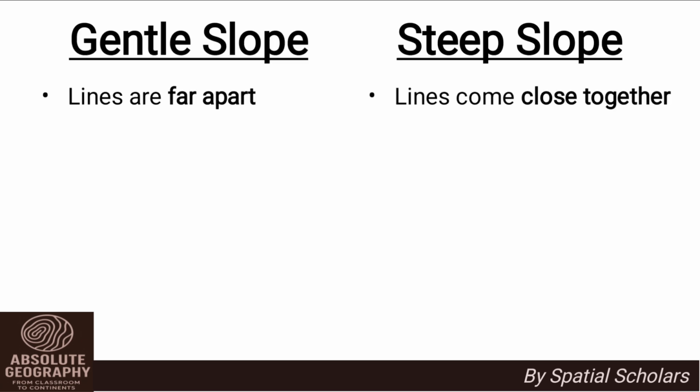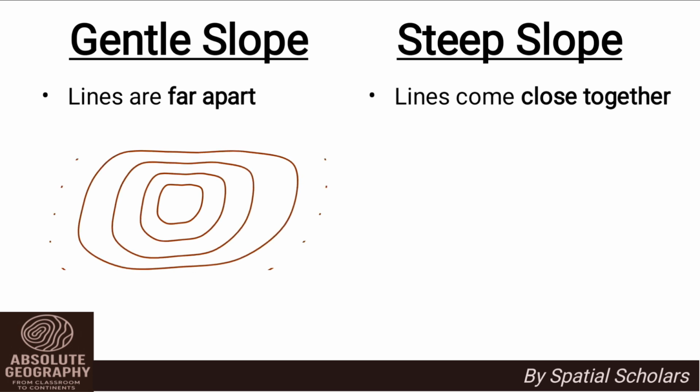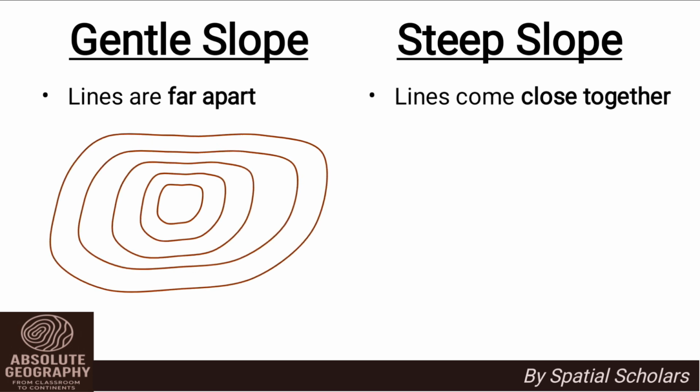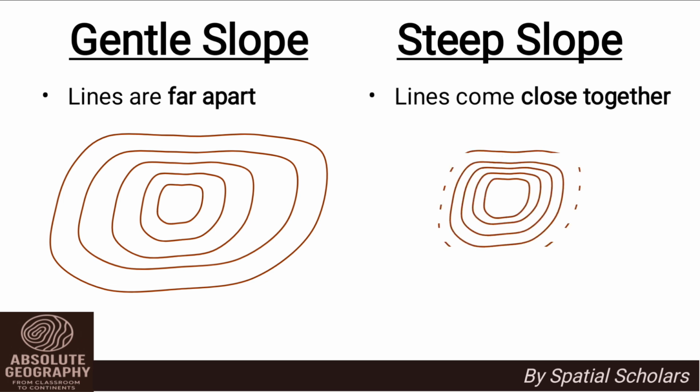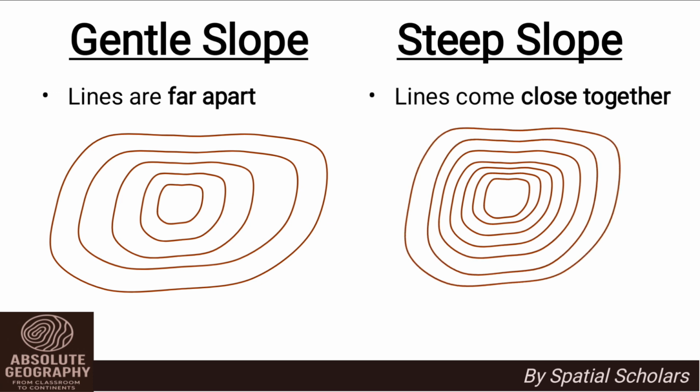The spacing between the contours shows the type of slope of the land. If the contours are far apart, that means the height is changing gradually. Hence, the slope is gentle. And if the contours are close to each other, this means the height is changing rapidly. Therefore, the slope is said to be steep.